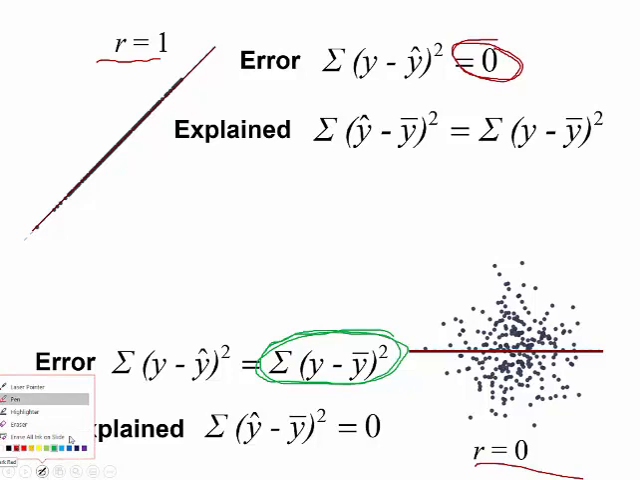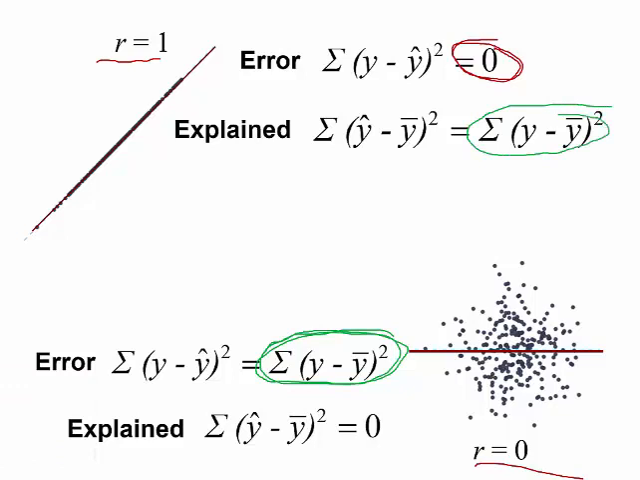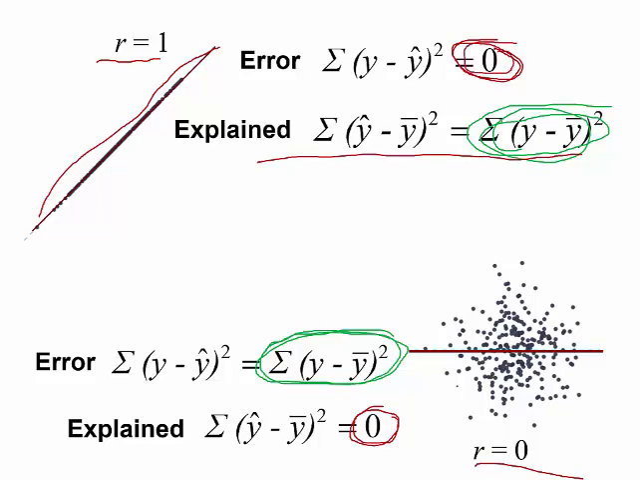In contrast, your explained variance sums of squares equals your total sums of squares when there's a perfect positive relationship, and it becomes 0 when you have a 0 relationship. In other words, if you have a perfect positive correlation, everything's explained: your total variance equals explained variance, and error is 0. If you have a 0 correlation, everything is error, and explained is 0.